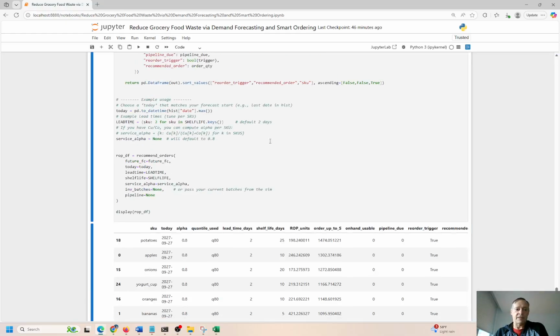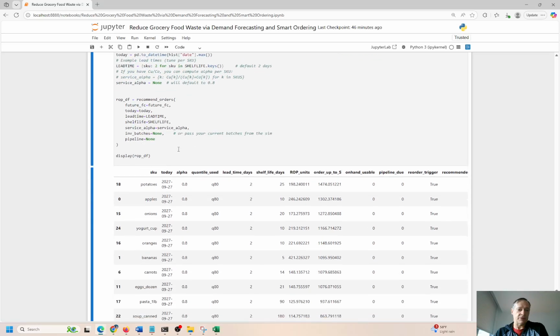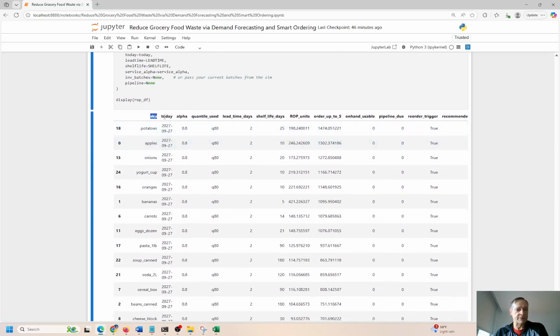And we have the reorder point right here. So we can see the SKU, this is the item, right? For the day today, the alpha quantile used, we're looking at 80. So 80% of the time, this is going to be correct. Maybe 20% of the time, it won't be. I think 80 is fine in this scenario. I don't think there's anything to worry about. Lead time is delivery time. Shelf life is here. ROP is reorder points, okay, and order up to this number of items.